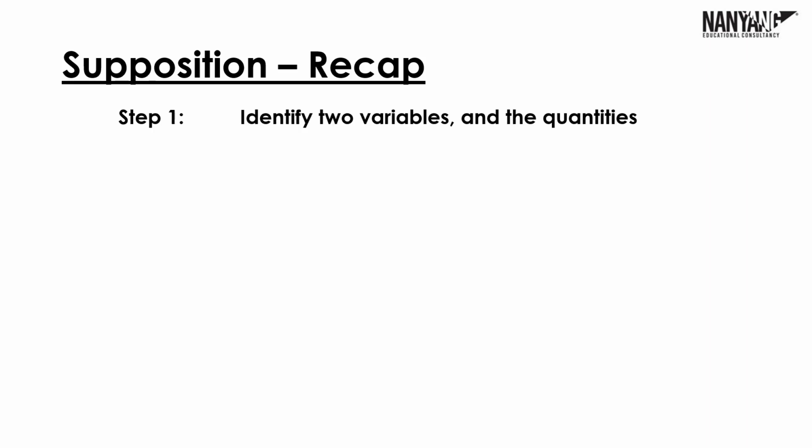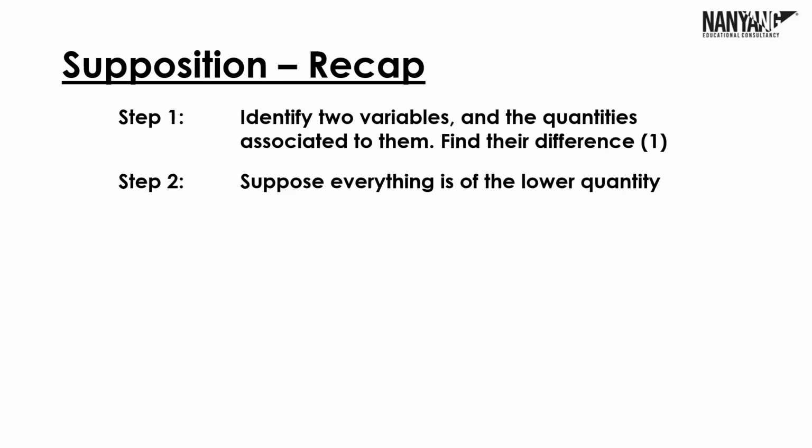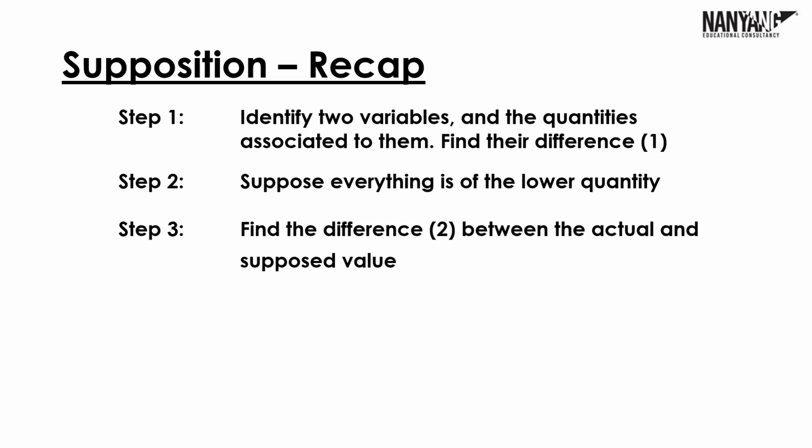So now let's do a recap. So our first step will be to identify the two variables and the quantities associated to them. Then we find their difference, and let's call this difference 1. Next, we suppose everything is of the lower quantity, and then we find the difference between the actual value and our supposed value. Let's call this difference 2.